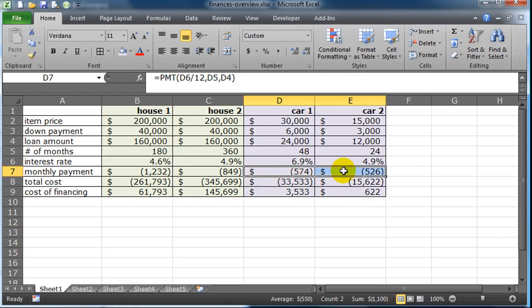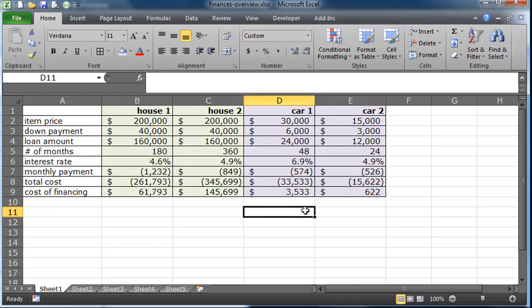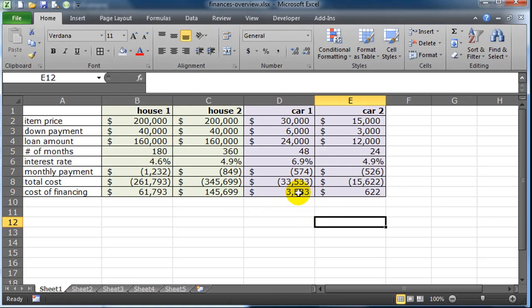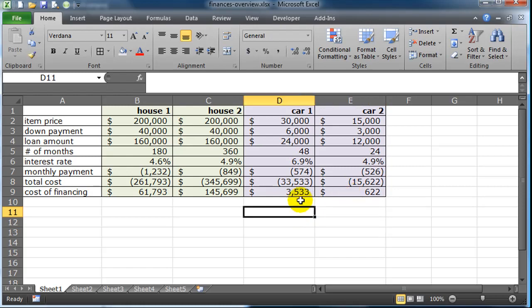So the car payments are pretty similar here, actually, even though car 1 costs twice as much. But it's financed for twice as long, and that's the effect on the payments there. The total cost for car 1 is over $33,000. Total cost for car 2 is almost $16,000. And here we go, the cost of financing. The cost of financing for car 1 is $3,500. For car 2 it is $622, which means the longer we finance something, the more the cost of financing is, because you generally pay higher interest rates, and you're paying those interest rates for a longer period of time.